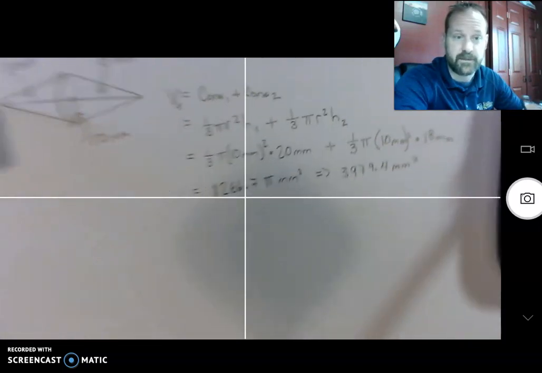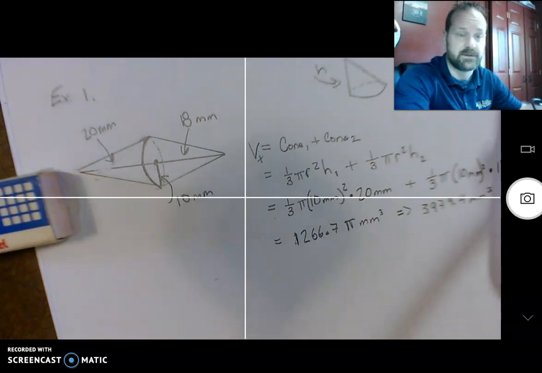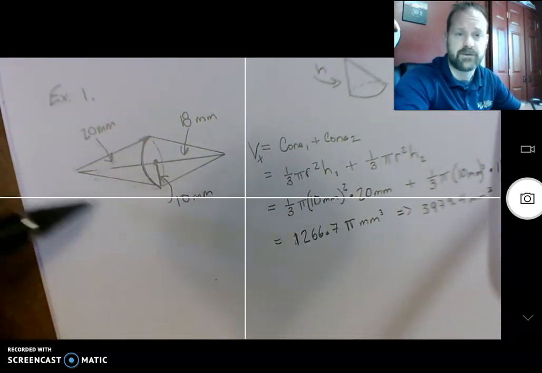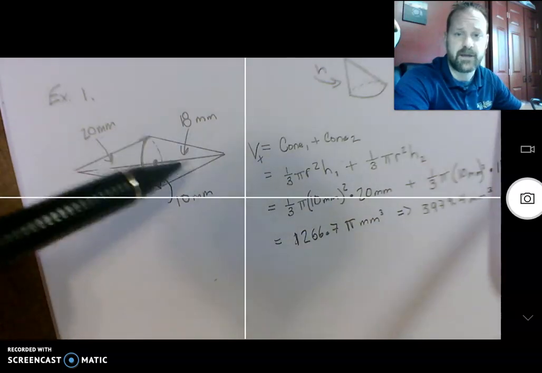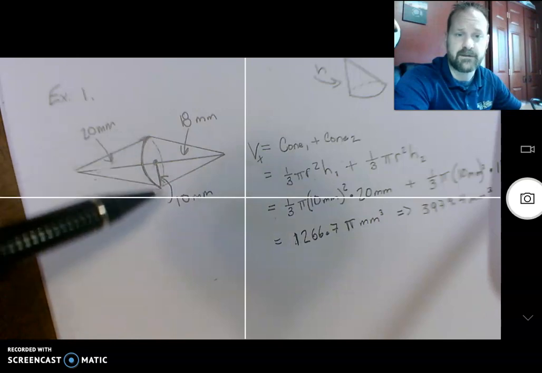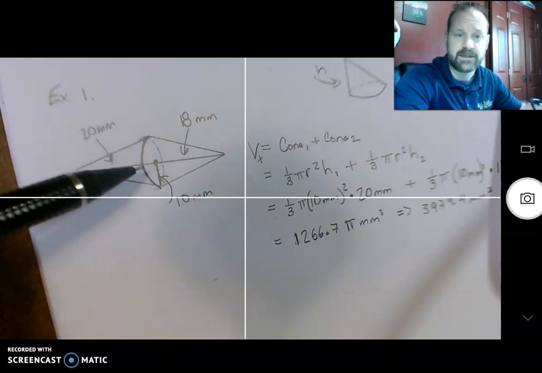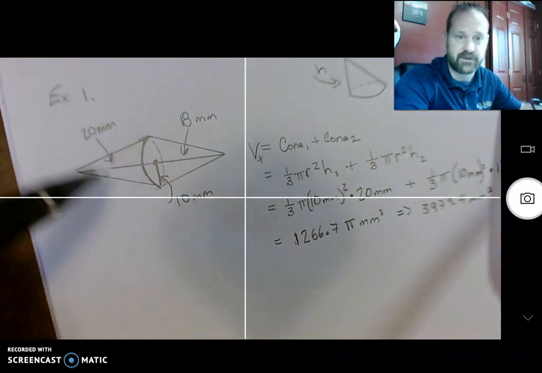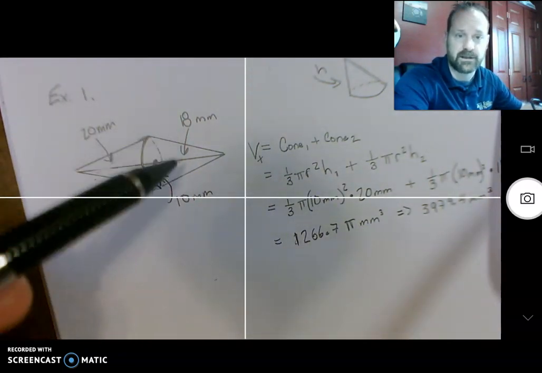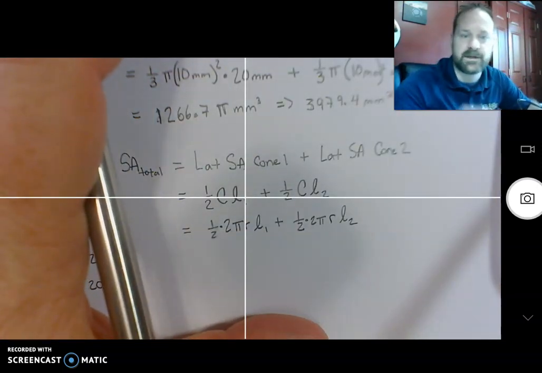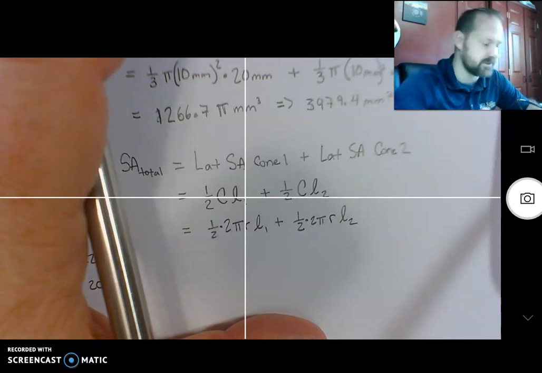So let's set it up. If I were looking at this thing, the surface area here would be the lateral surface area. We don't have to find the area of the base because we can't touch the base inside here. So it's just lateral surface area of cone 1 and lateral surface area of cone 2. So again, looking at surface area, lateral surface area cone 1 plus lateral surface area cone 2.